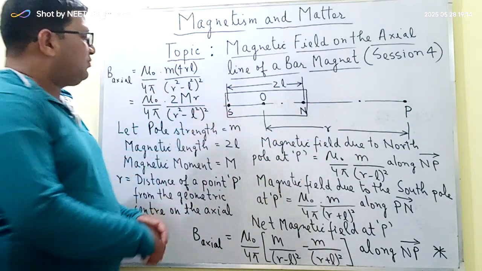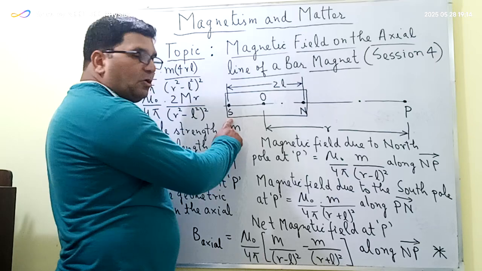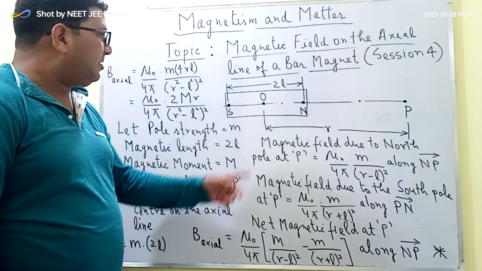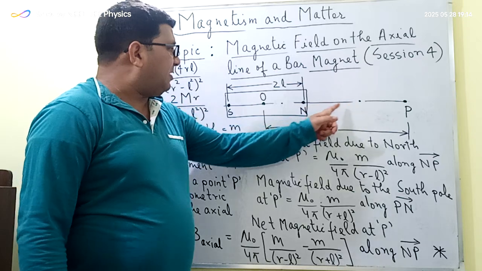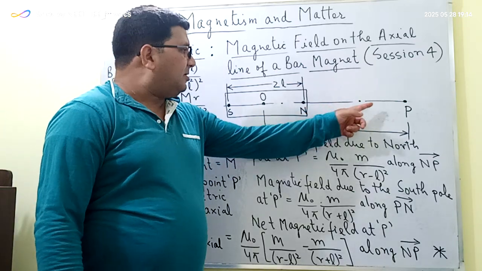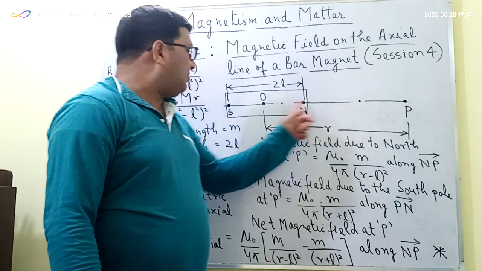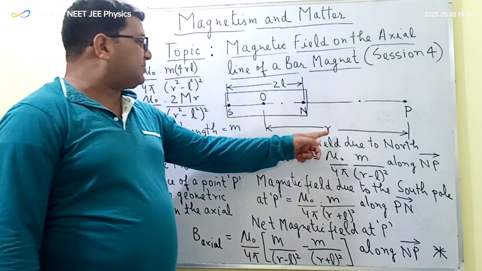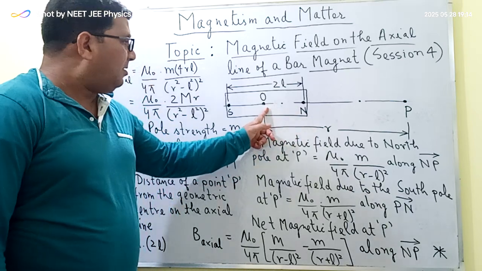So here there is one bar magnet. This is the south pole of it and this is the north pole, and this is the geometric center of this bar magnet, and this is the axial line which I have denoted with the help of a dotted line. Here this point P is lying on the axis of this bar magnet, at a distance r from the geometric center.